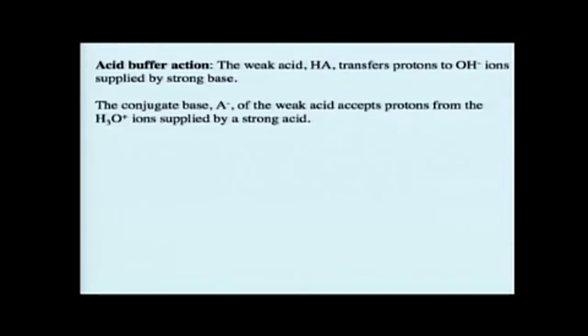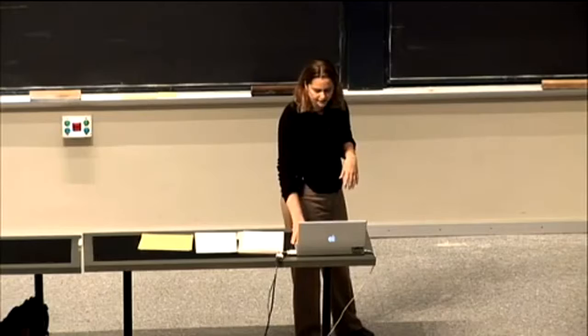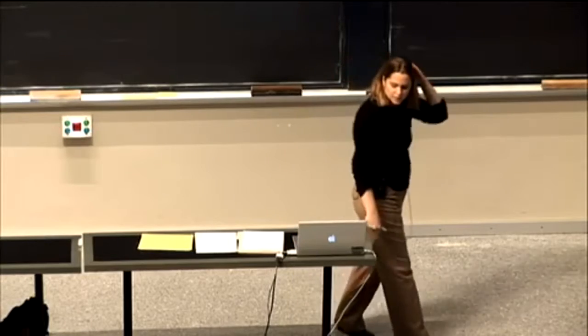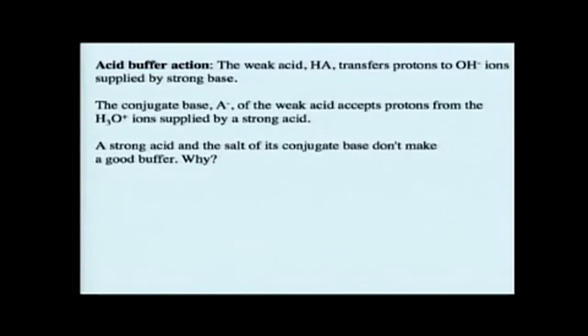The conjugate base is going to accept protons if an acid is added, thereby neutralizing the effect of that added acid. So again, you need a weak acid and its conjugate base. You need both to have a good buffer. So I've been talking about weak acids and weak conjugate bases. So why would a strong acid and the salt of its conjugate base not make a good buffer?